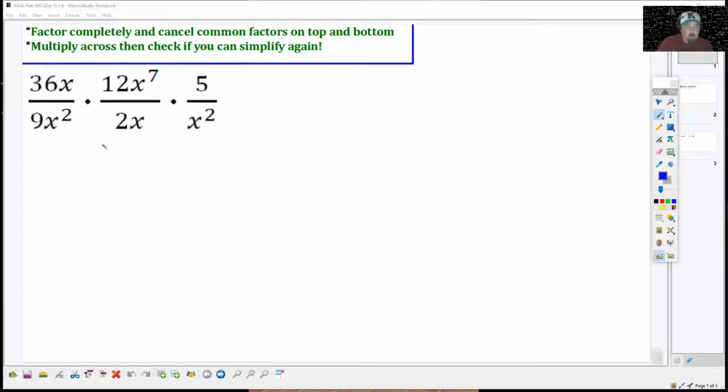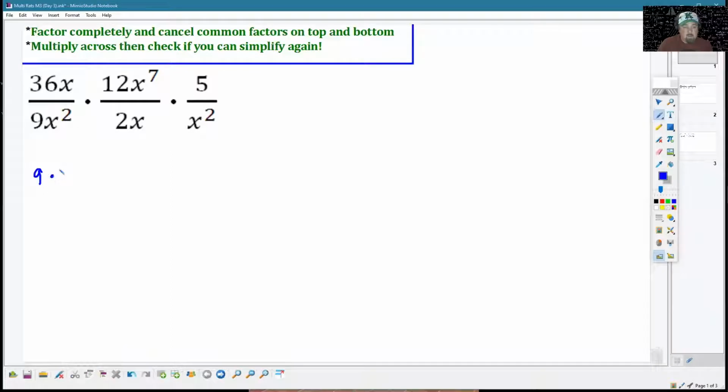So first thing here, we got to factor. So if you just have numbers, there's no pluses or anything up here. There's no trinomials to factor. So we got to look and see if we have common factors. So 36, that's 9 times 4, and then that's times x. And then on the bottom, we have 9, and x squared is times x times x.